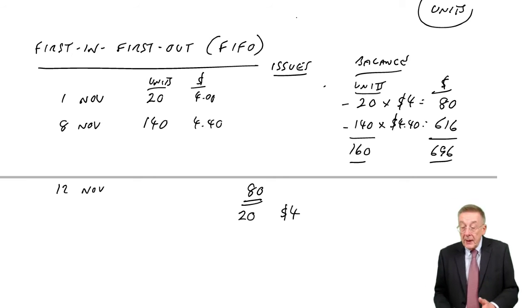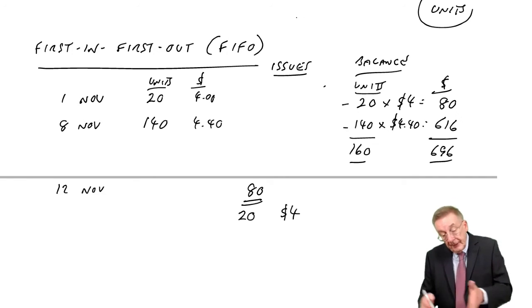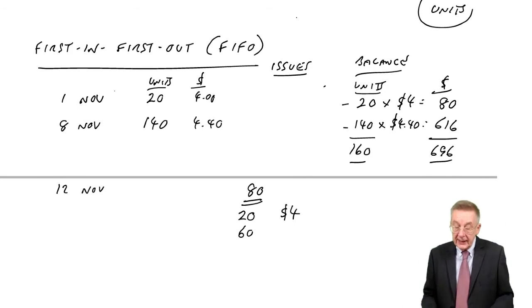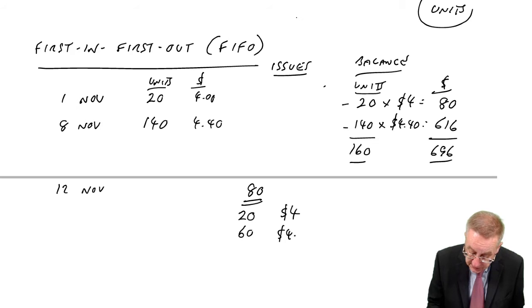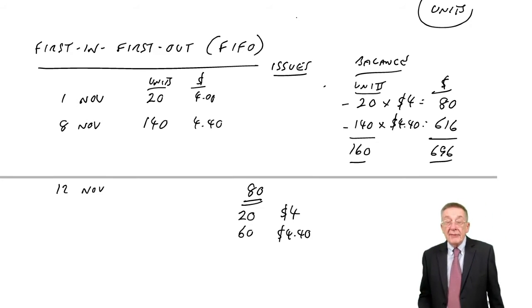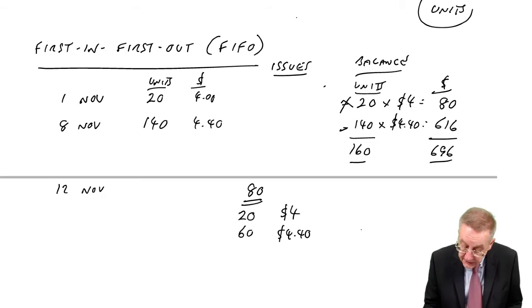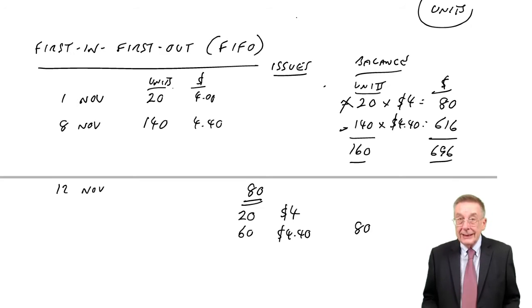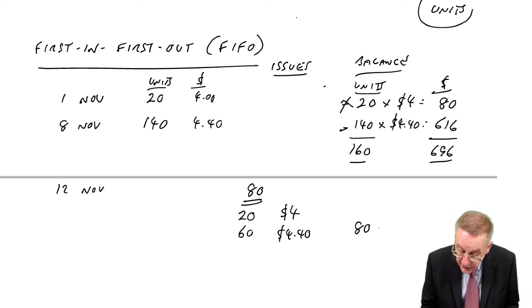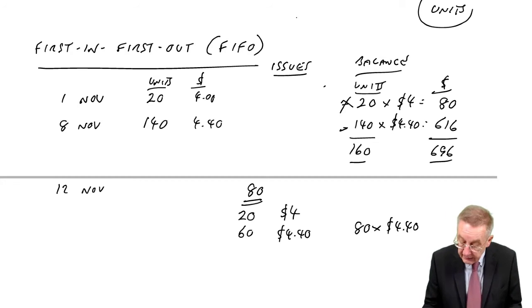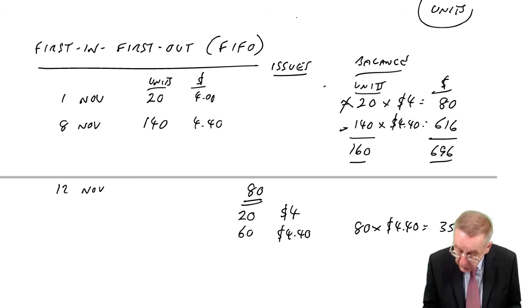We're issuing 80, so what about the other 60? Well, we've issued the 20 we had at the beginning, and so the other 60 must be the next earliest. They must be 60 of those 140. And so what are we left with? Well, those 20 have now gone. We've issued 60 of those 140, and so we've 80 left, 140 minus 60, and they all cost us $4.40. And so at that stage, 80 at $4.40, our inventory is 352.